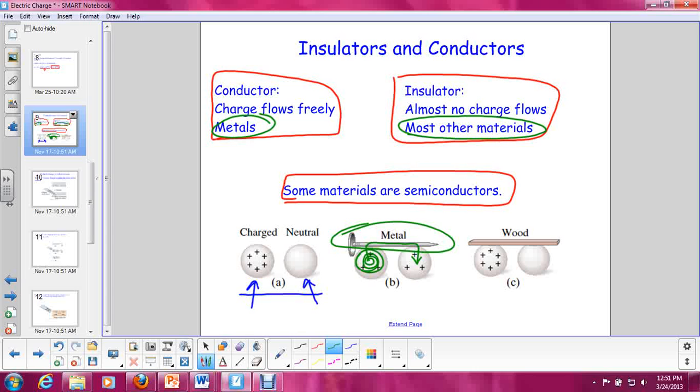Remember, likes repel, so they want to get as far away from each other as possible. In order to do that, they're going to evenly spread themselves out throughout this whole system. But if we put a piece of wood on top of those two orbs, wood is an insulator. The electrons cannot easily flow through it, so the positive charge will stay right here on this one because it cannot have the electrons coming back over.